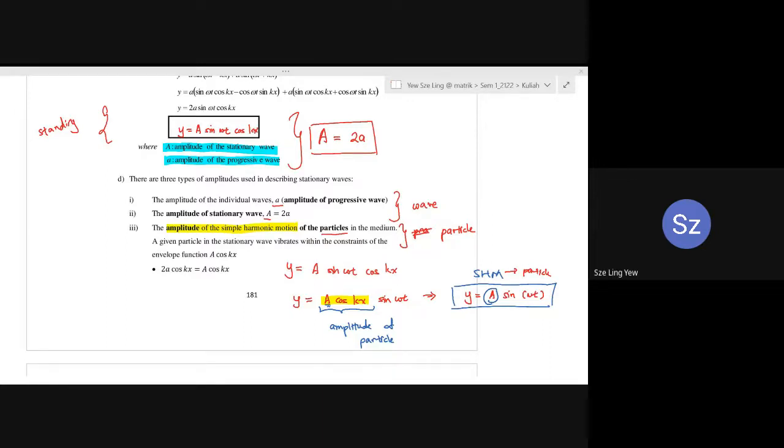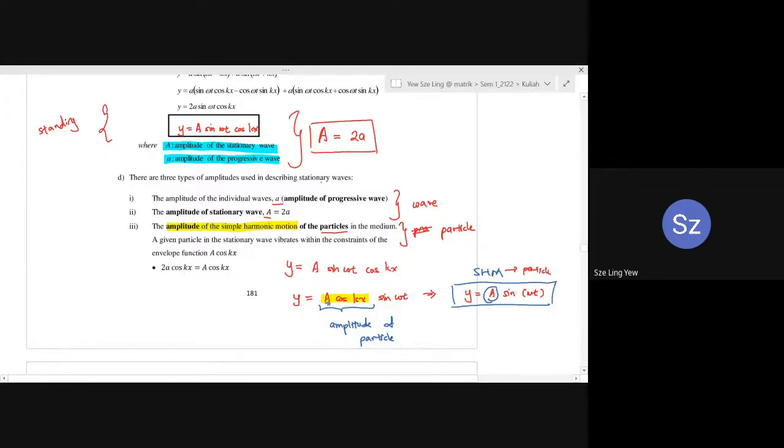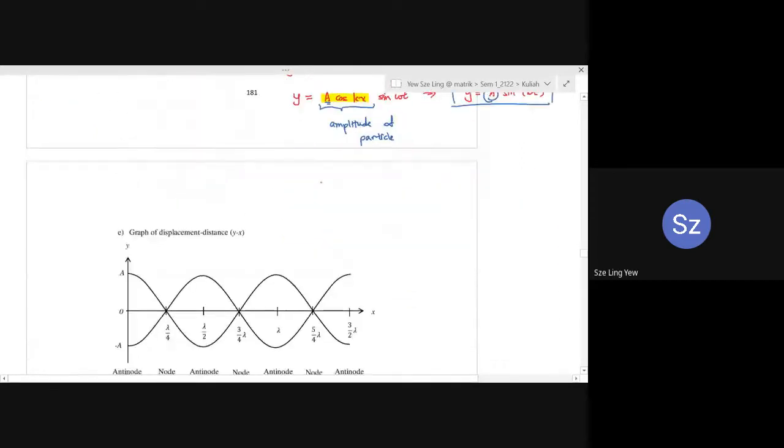But if you are going to look at each individual particle, then we'll use simple harmonic motion to describe the motion, right? Because the particle is oscillating in a wave. So it's a periodic motion. Okay, it's a periodic motion. All right, so let us move to the next part.